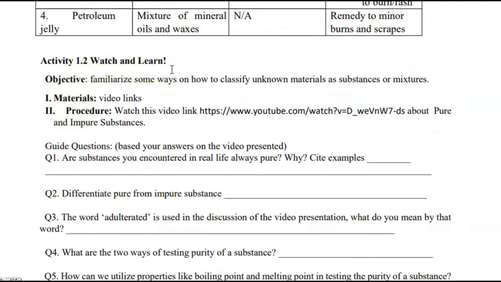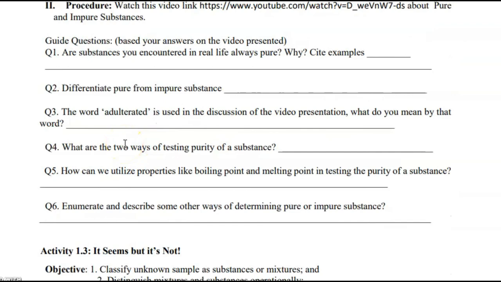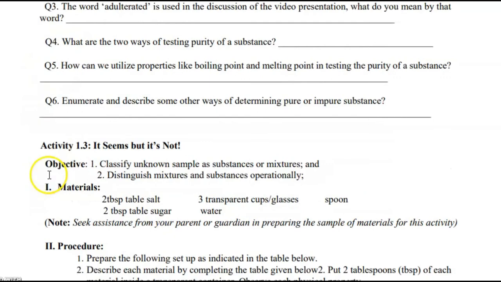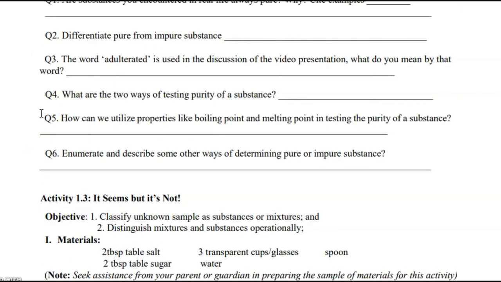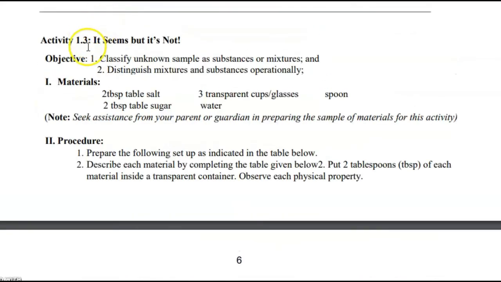So, meron tayo ditong all you have to do is to familiarize some ways on how to classify unknown materials as substances or mixtures. Dito, kailangan niyong manood ng isang video sa YouTube at sasagutin niyo ang 6 na questions na ito. Madali lang yan, basta i-play nyo lang yung video at makinig at manood ng mabuti para masagot ang 6 questions na naririto. All the answers can be found in the video. Kung hindi nyo mapapanood ng video, maaari kayong magtanong sa inyong science teacher. Activity 1.3, it seems, but it's not.